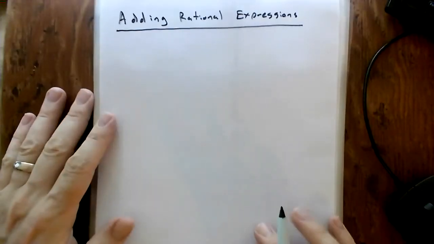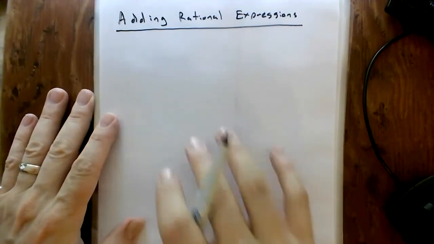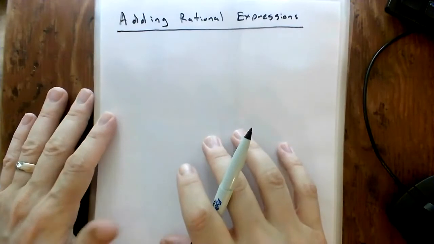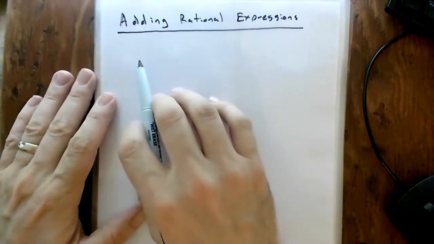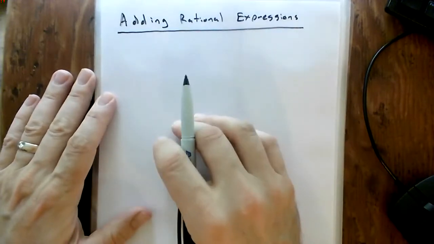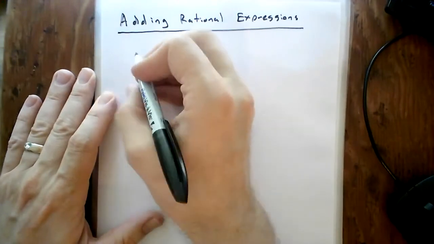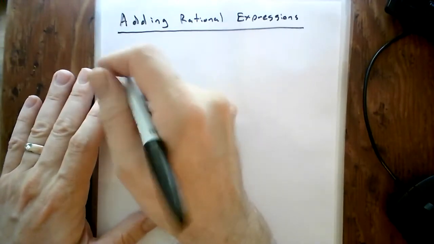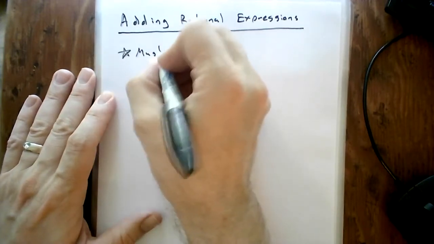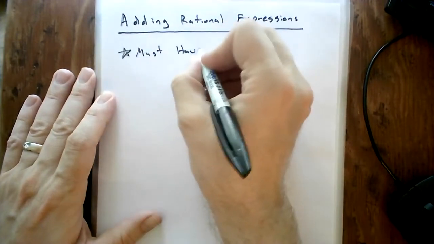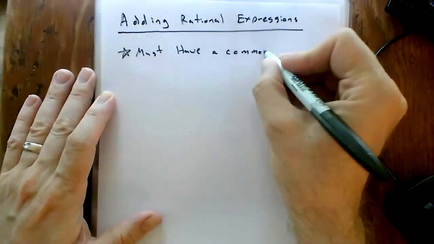All right, today we're going to be talking about adding rational expressions. And I'm going to apologize, this is going to be a little bit of a longer video than I usually do. So when we're adding rational expressions, there's one thing that we always have to remember: in order to add, and think about just how it works with any other fraction, you must have a common denominator to add.